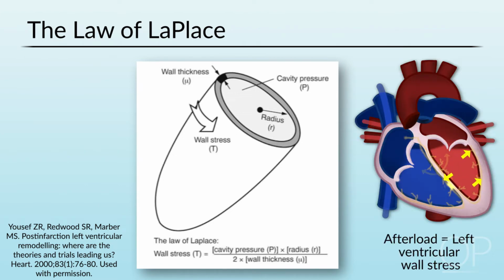And I want you to remember this not because this is a physics lesson or because we expect somebody to know the law of Laplace at the bedside. What I want you to remember is the relationship of left ventricular afterload has to do with wall stress. And when we talk about the various changes that happen in the thorax, the difference between spontaneous negative pressure breathing and positive pressure breathing, I think it's going to make a lot more sense how this can mitigate afterload.